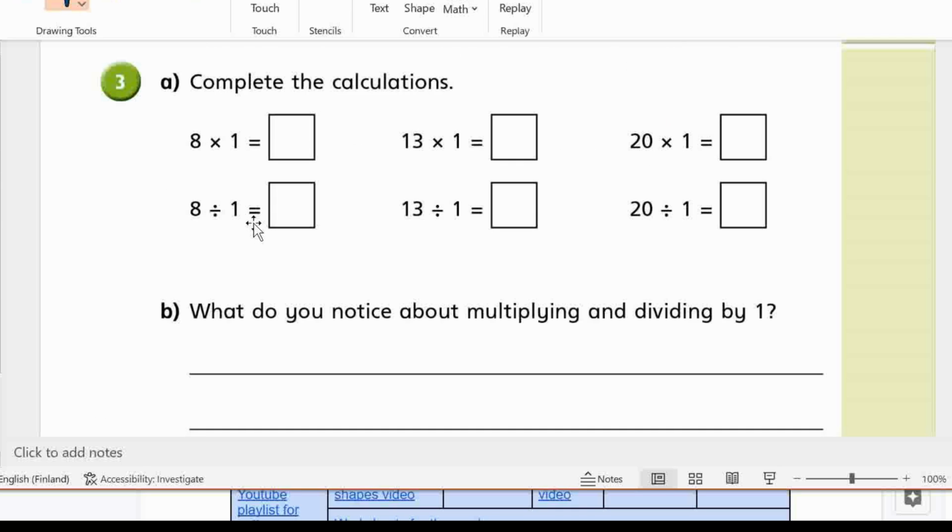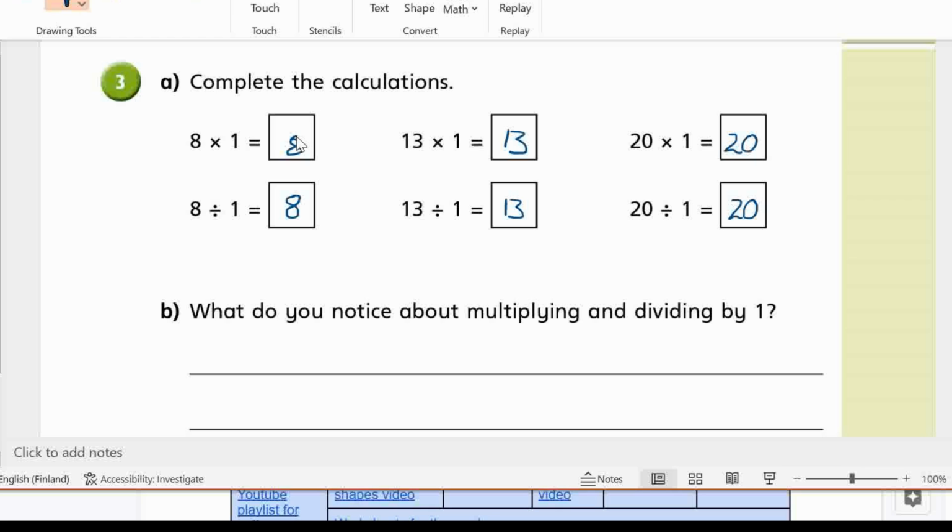Right, complete the calculations. 8 times 1. 8 times 1. Yeah. Now, 8 divided by 1. Also 8, yeah? It's a bit surprising because it's a different calculation, but still. Right, 13 times 1. 13. Okay, 13 divided by 1. 20 times 1. 20 divided by 1.